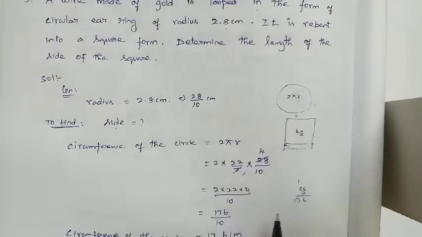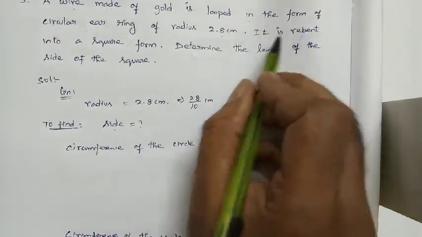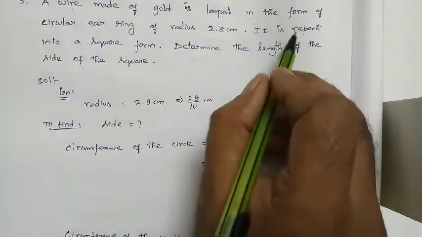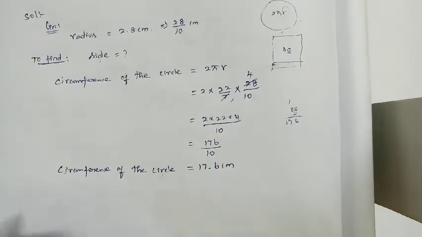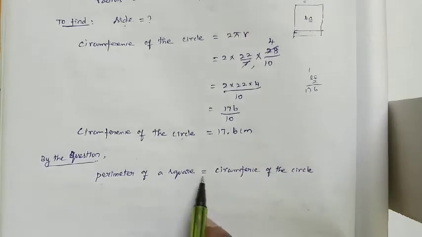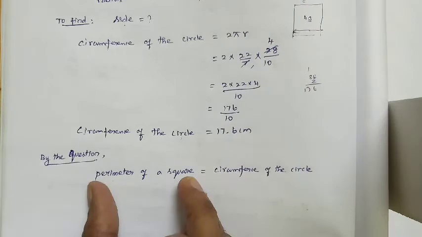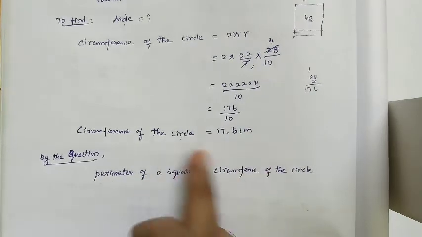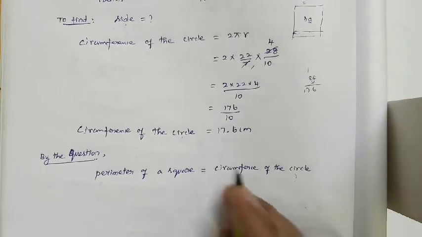Now I'm going to equate with the perimeter of a square, because we are having a condition, right? The circular ring has been rebuilt into a square form. By the question, the perimeter of a square is equal to the circumference of the circle. Both perimeters are equal, that's why I'm just equating. Now we know the value of the circumference of the circle.